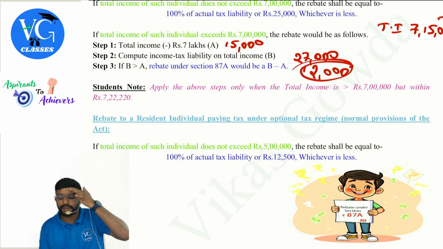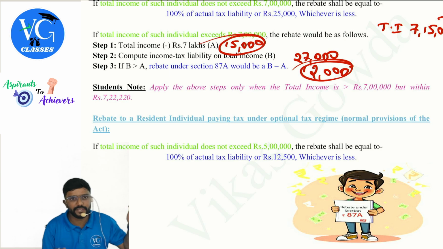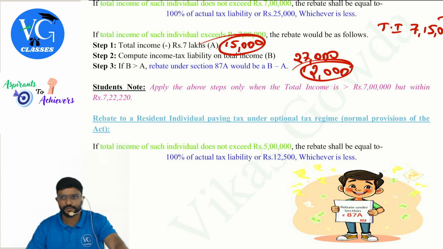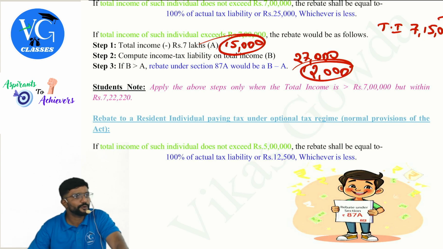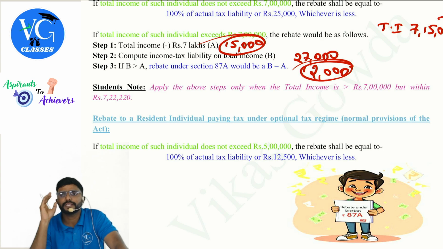So how much tax should I pay? 27,000, which is actually there, minus 12,000. How much will we get? 15,000. On that you have to add 4% health and education cess. Logic is simple. Sir, if my total income is within 7 lakh, what is the tax I should pay? Zero.